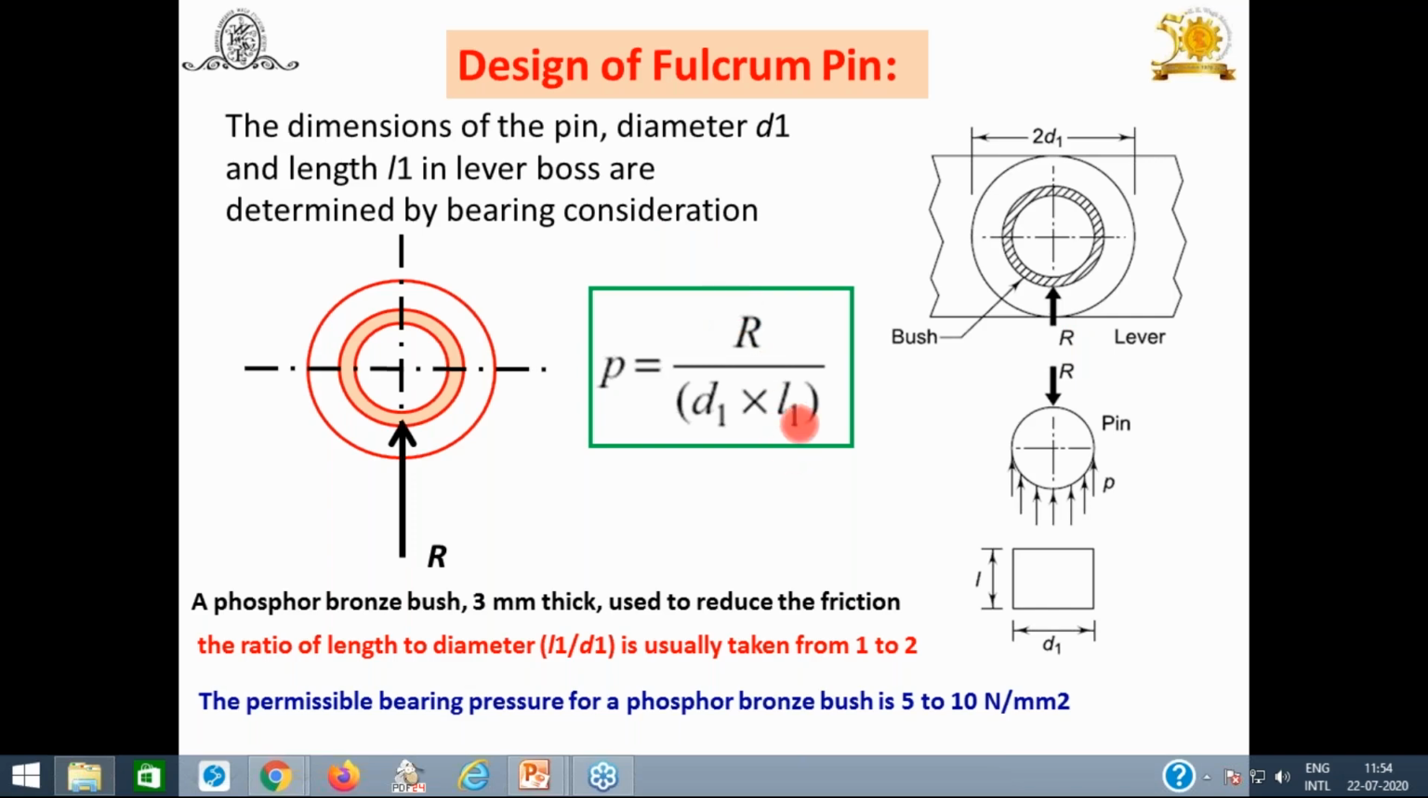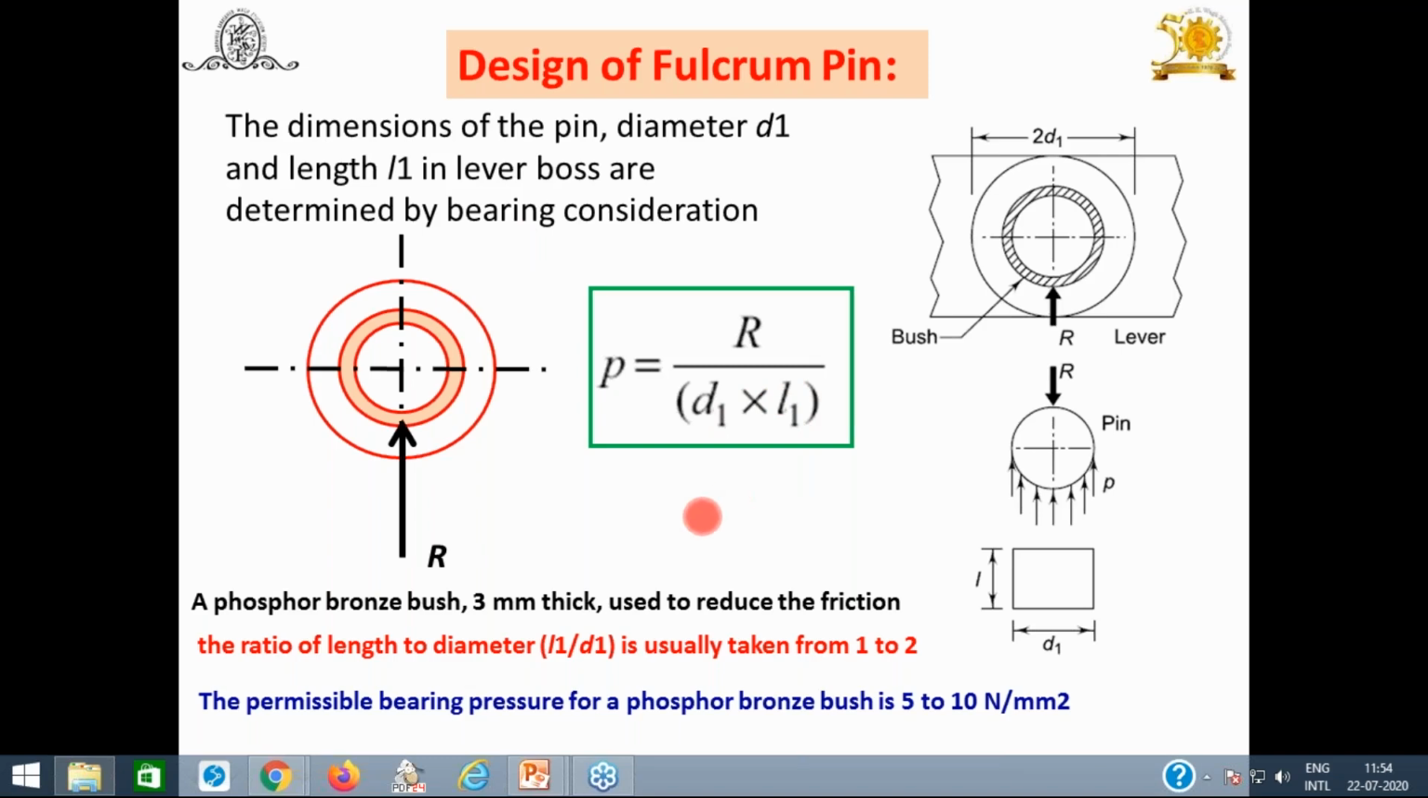Then R is the reaction on the pin, which you know from the force analysis; you can substitute it. Here the length L1 has a relation with D1, and L1 by D1 is usually taken as 1 to 2. Here it is mentioned that L1 by D1 is usually taken from 1, maybe L1 is equal to D1, or L1 by D1 is equal to 2 also. By using this ratio, you can substitute, get D1 and find L1. This is the design of the fulcrum pin based on bearing consideration.